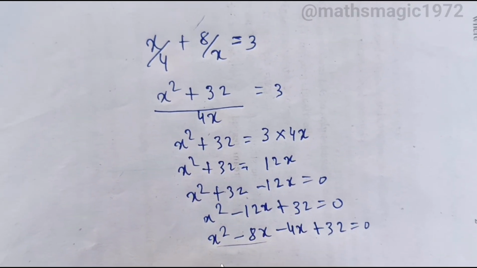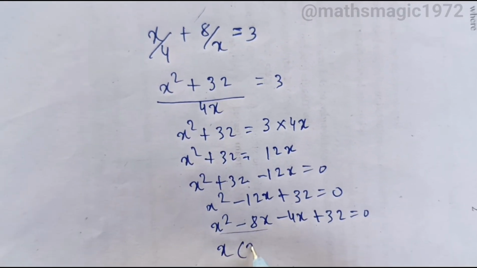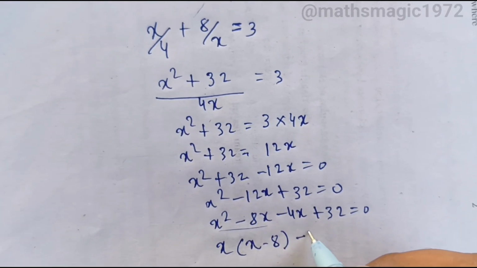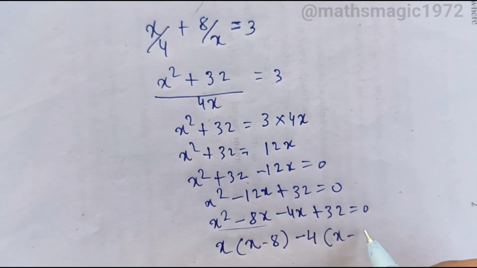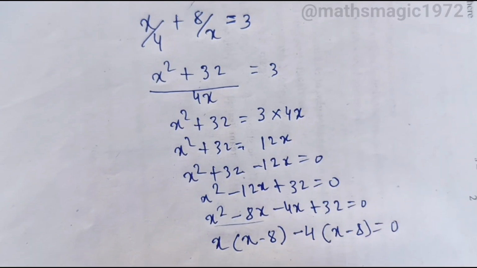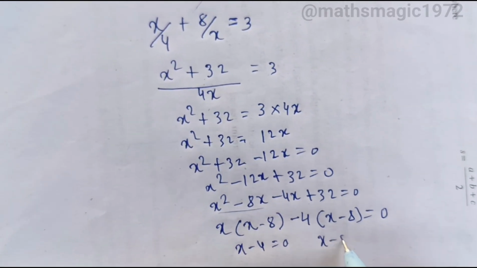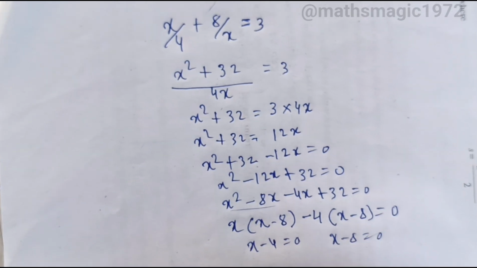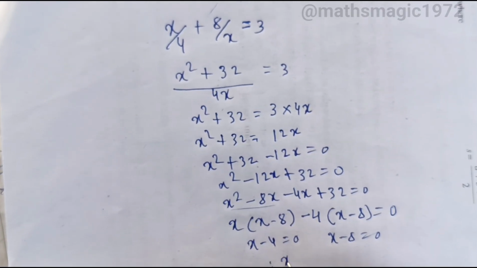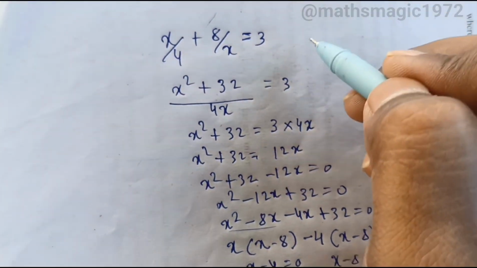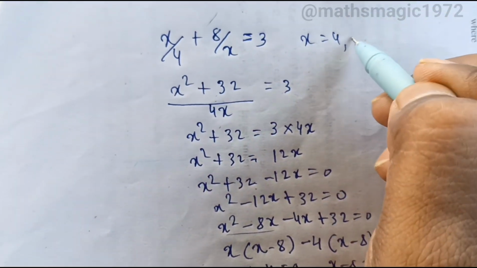In this, x taken as common: x minus 8, minus 4 taken common, x minus 8 is equal to 0. Therefore, x minus 4 is equal to 0, x minus 8 is equal to 0. Therefore, our value x is equal to 4, x is equal to 8.